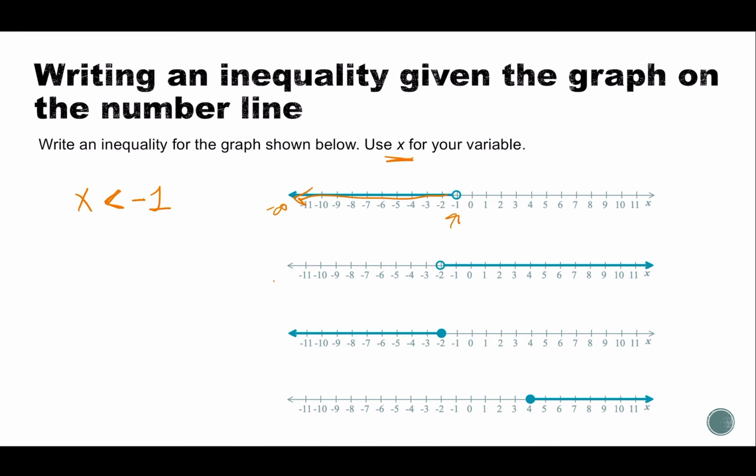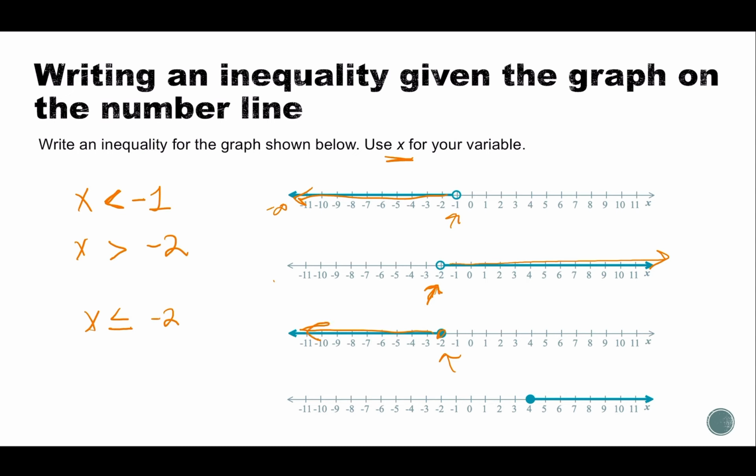For the second example, I have -2. I know it's not included in my endpoint, but I have all my x's to the right, so being positive. So I have x is strictly greater than -2. For this third example, I have a closed dot. That means I'm going to have a less than or equal to or a greater than or equal to. And I've got -2. Well, I know that x is going to have to be less than or equal to -2. Less than because it shades to the left, right?